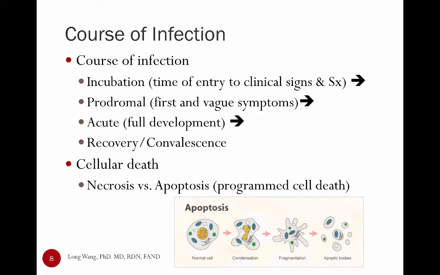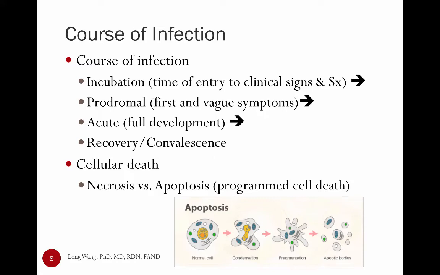Then the next phase is prodromal. That refers to the first and vague symptoms. So the person starts to display some signs and symptoms, but they may not be crystal clear. For example, people with measles usually get certain skin rashes, but that may not be the first thing. They may start by having fever first. Well, that's not specific. That's why we say at this time the symptoms could be vague, because a lot of other diseases could lead to fever.